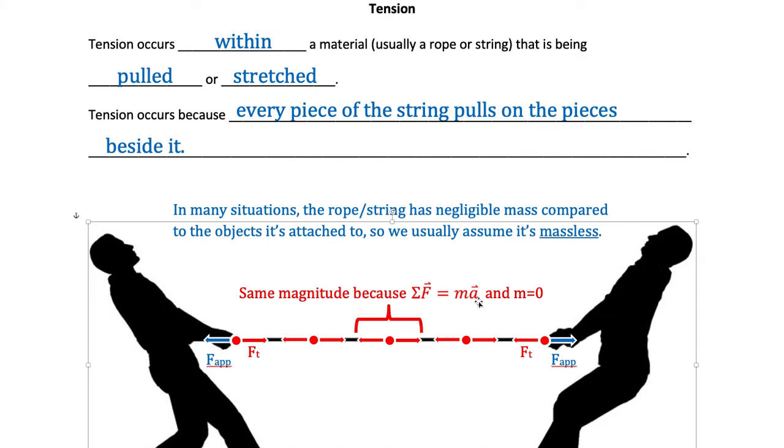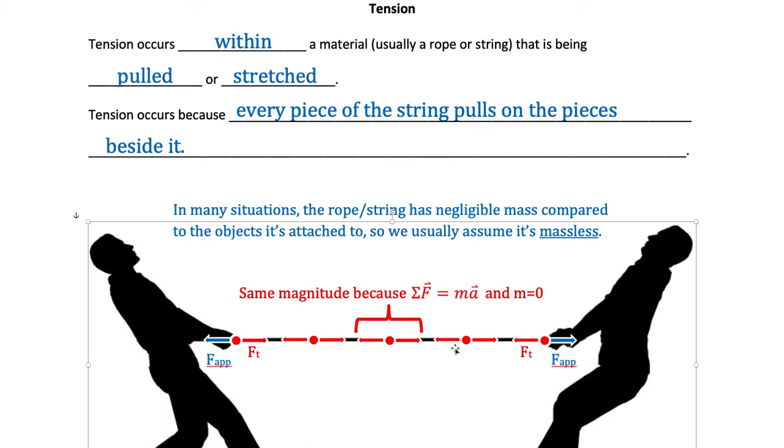But we already said we're going to assume this rope has no mass. So if m is 0, it doesn't matter if this rope is accelerating or not, or what its acceleration is. If m is 0, the net force has to be 0 too, which means these two forces are balanced. So as long as my rope is massless and Newton's second law applies, which it always does, these two forces are the same in magnitude.